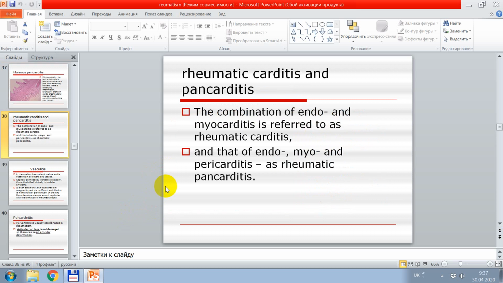Rheumatic carditis and pancarditis. The combination of endo and myocarditis is referred to as rheumatic carditis, and that of endo, myo, and pericarditis as rheumatic pancarditis.